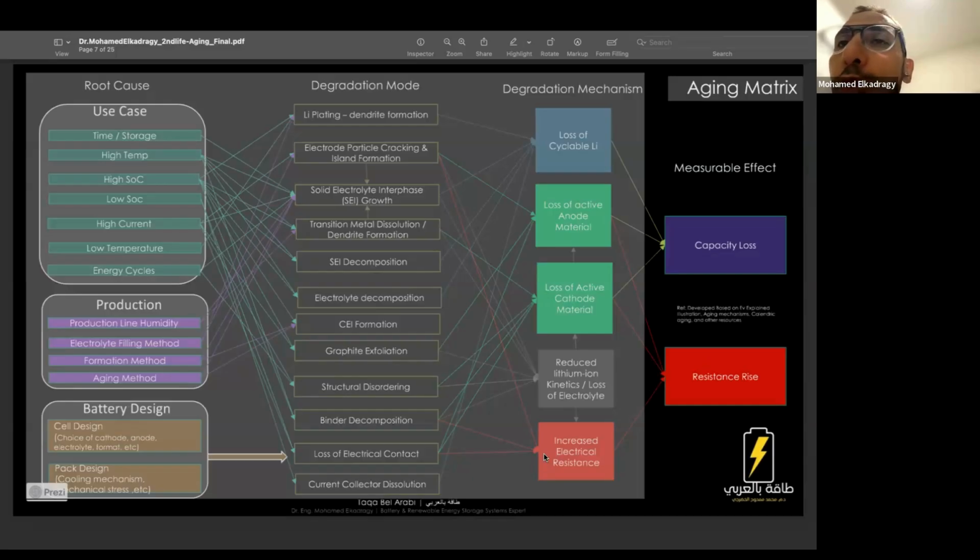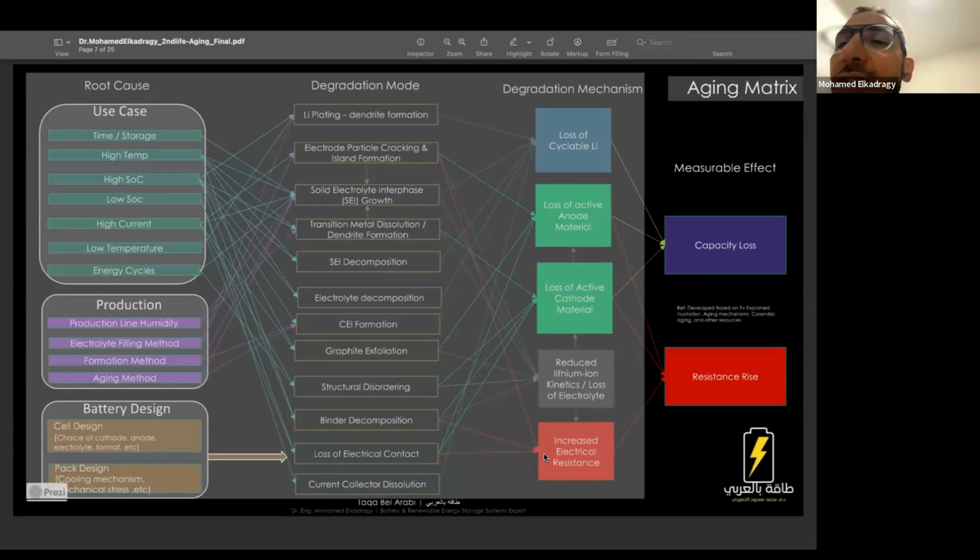So the root causes are really the main source of triggering different degradation modes, like the ones I explained: growth or decomposition in the SEI layer, or having lithium dendrites or lithium plating, besides many other degradation modes. These can trigger a degradation mechanism, for example loss of lithium inside my cell, which can result in a measurable effect of capacity loss or resistance increase.